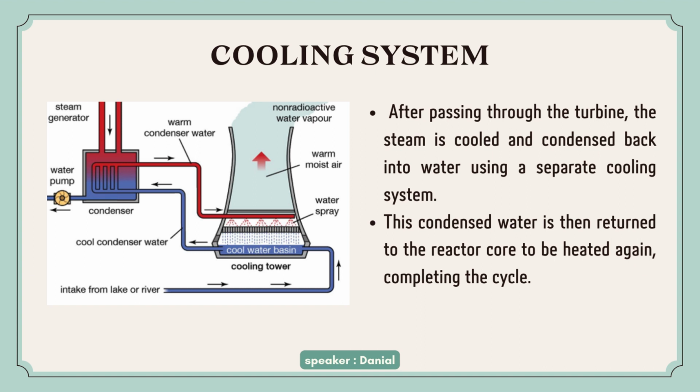After passing through the turbine, the steam is cooled and condensed back into water using a separate cooling system. This condensed water is then returned to the reactor core to be heated again, completing the cycle.